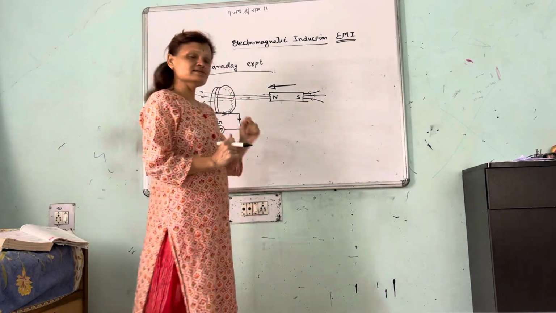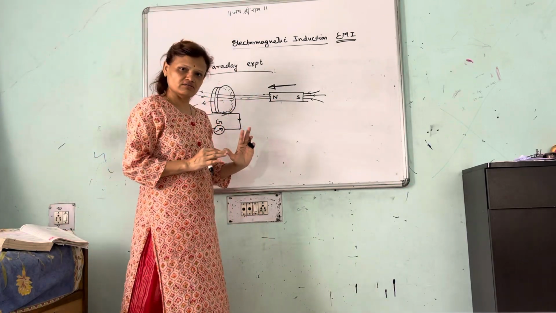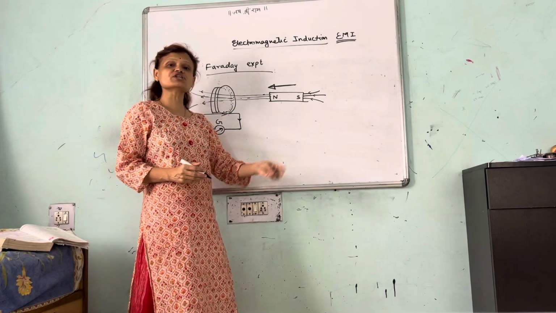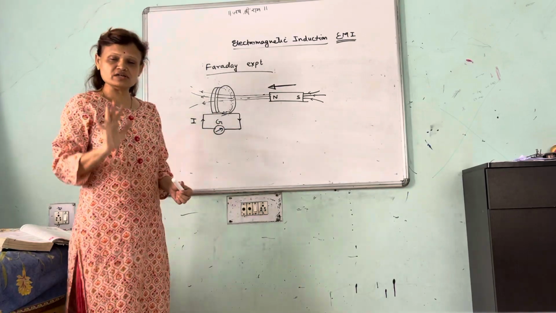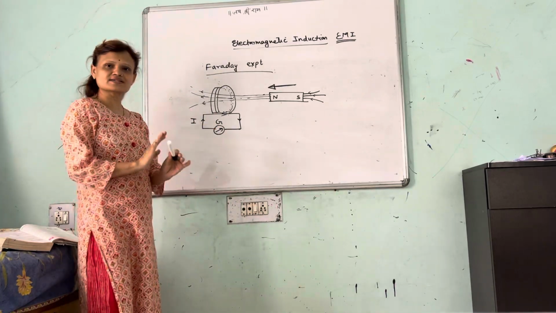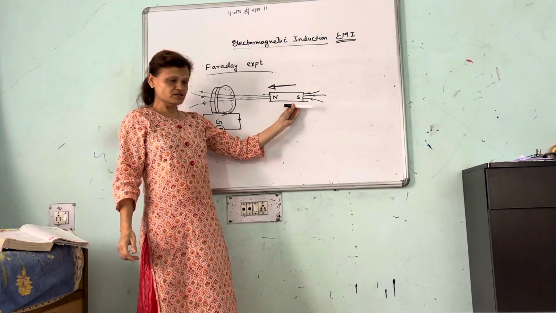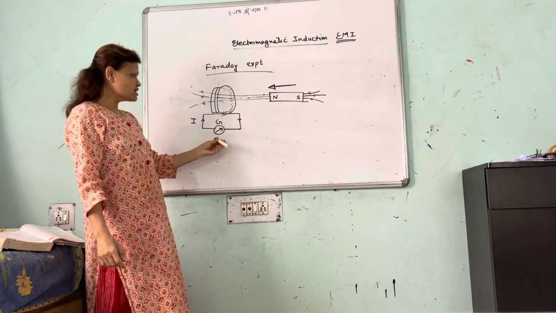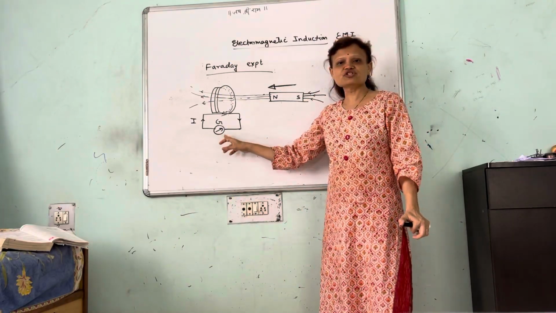Now let us consider that at first this magnet is stationary. However close it is, maybe even inside the coil, when it is stationary, no deflection is observed in the galvanometer, indicating that no current is there. Now when the magnet is pushed towards the coil, suddenly a momentary deflection is observed.